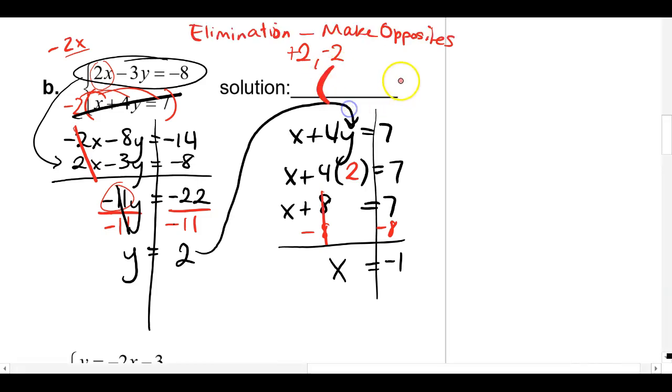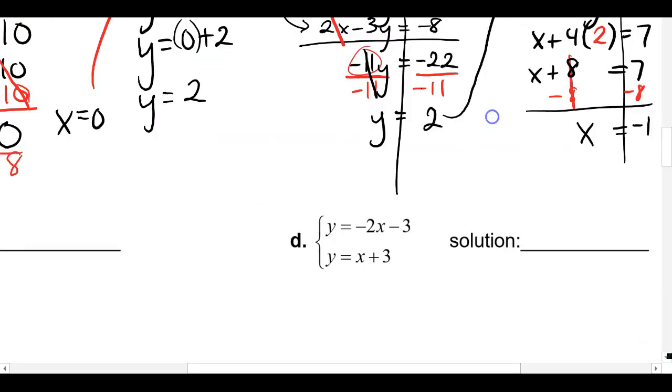And then let's write our solution as the last step. Well, the first number will be x, which is negative 1. And our second number will be 2, which is y. Okay. Now let's go to B.